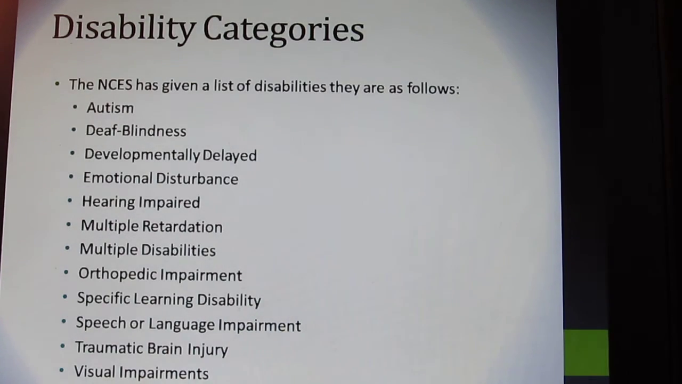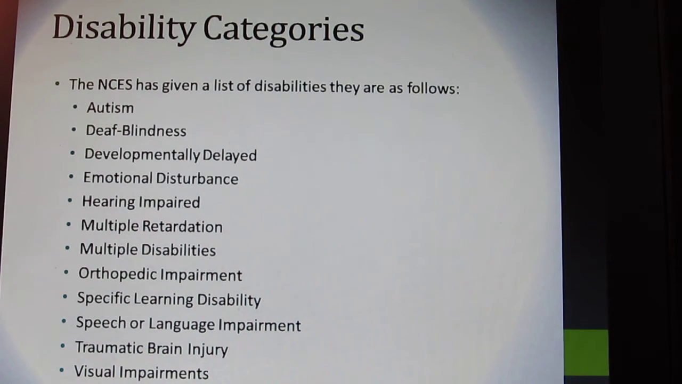Now we get to the NCES list of disabilities. And to find all the definitions for those, you can look in your book on pages 117 and 118, and it will define each one of these more openly. The first one is autism. We have deaf-blindness, developmentally delayed, emotional disturbance, your hearing impaired, your mental retardation, your multiple disabilities, your orthopedic impairment, specific learning disabilities. We have our speech and language impaired. We have traumatic brain injuries, and we have our visual impairments.